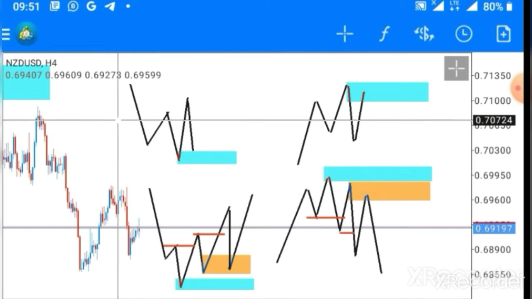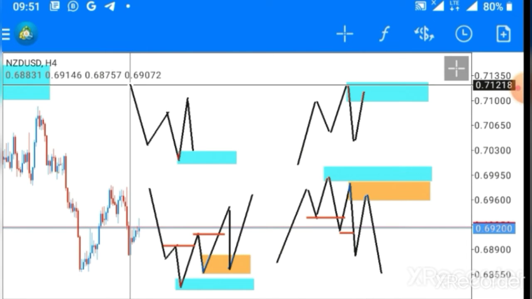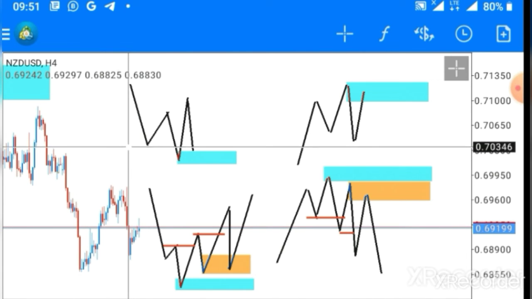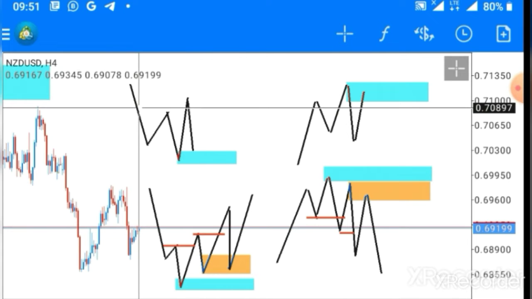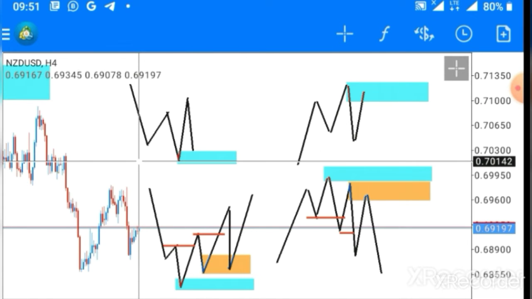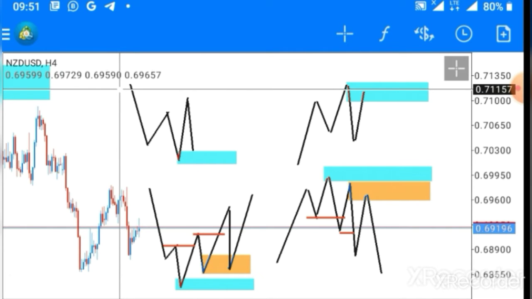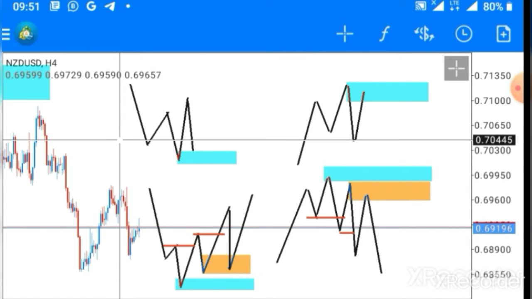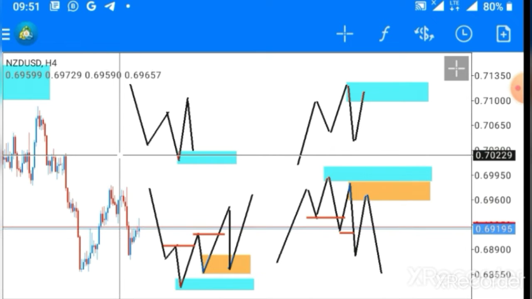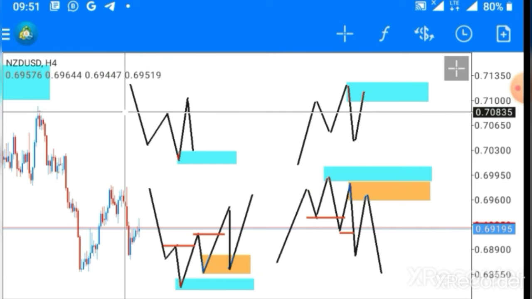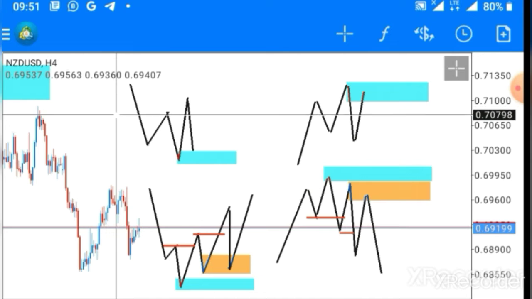This diagram above here: market pushed down, pushed up to form a lower high, and pushed down to form a lower low, meaning that this is a downtrend pattern. But after forming the lower low, price pushed up and broke structure high here, this previous lower high. It broke it to make a new higher high.